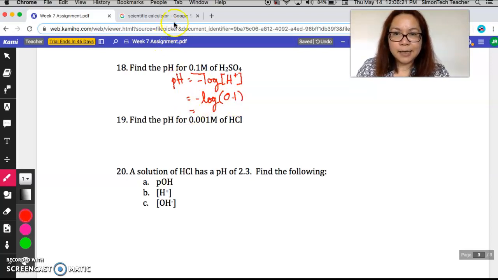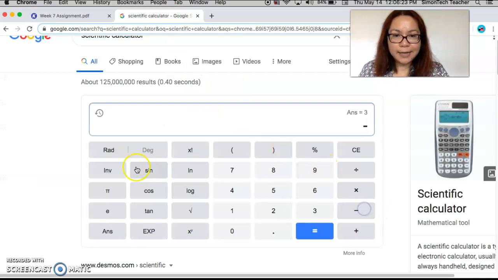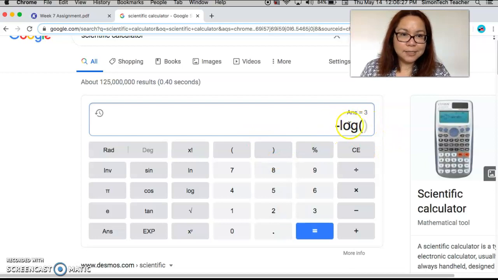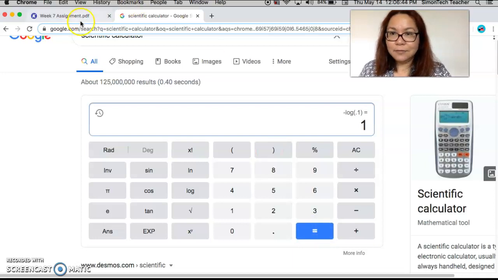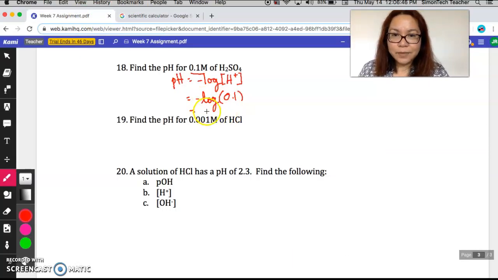And let's put that in the calculator. So negative, press the log function, and this is what it's going to look like. That's correct. Make sure that it's negative. And the parentheses, and you're going to put the concentration value in there, 0.1. And the pH for that is going to be 1. The pH will be 1. That is your answer for number 18.